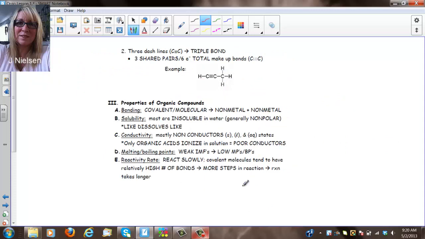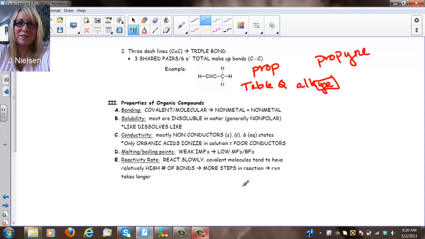Here's an example of an unsaturated hydrocarbon with a triple bond. So 1, 2, 3, again, my prefix is going to be prop from Table P. If I go to Table Q, I see the example with a triple bond is called an alkyne, Y-N-E. So I'm going to take that suffix, and this actually would be called propyne.